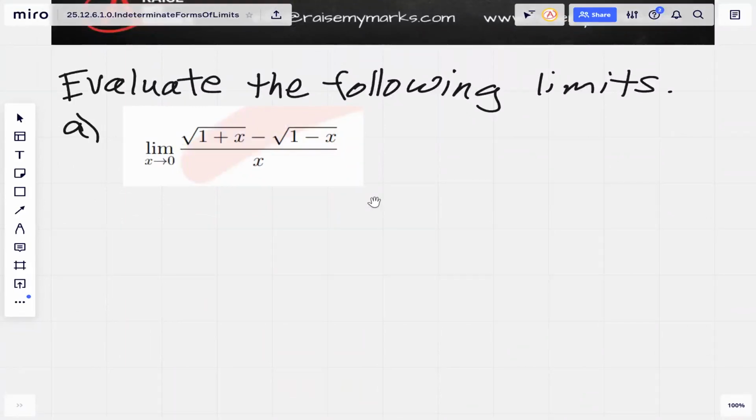0 of the square root of 1 plus x minus the square root of 1 minus x all over x. Okay, so let's have a look at this. If we just plug in x equals 0, we're going to get 0 over 0. So this is an indeterminate form. So we can't evaluate the limit just by plugging 0 in for the value of x. So we need to do something else.